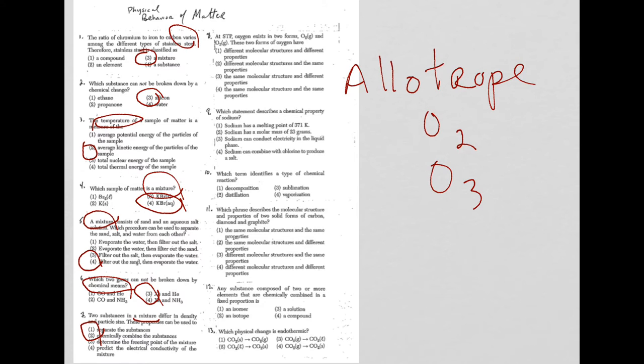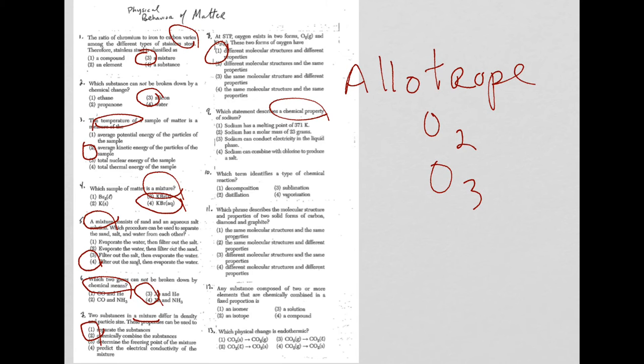Another vocabulary word shows up in question 8. When we have 2 or more forms of an element, we have what's known as an allotrope. So oxygen, O2, and ozone, O3, are examples of allotropes. And notice, yes, they have only oxygen atoms, but they definitely have different molecular structures, which also means they have different properties.